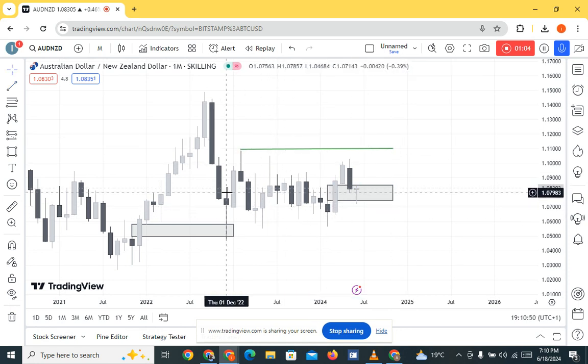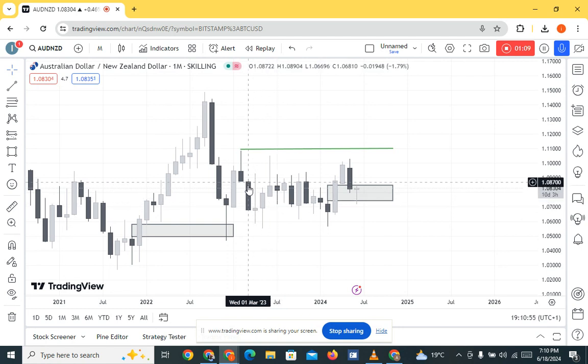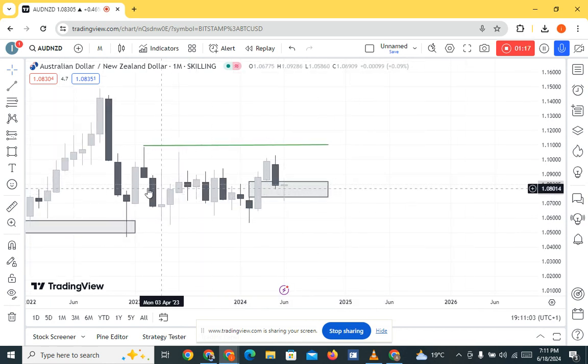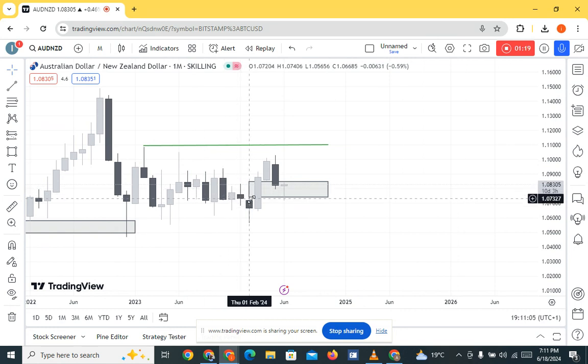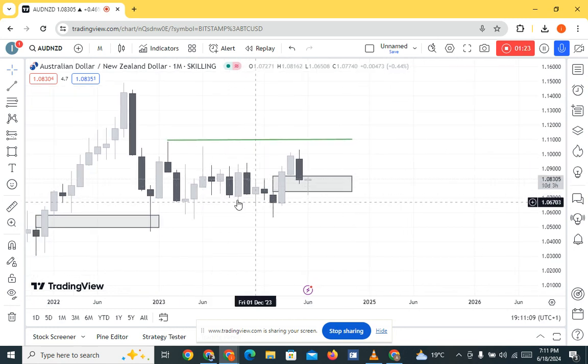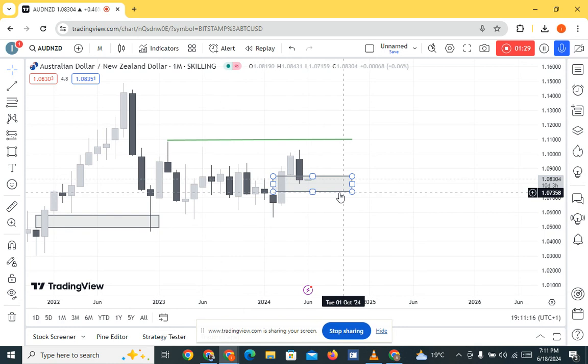So price gave us this fair value gap, came into it, but it never rejected from it. It just kept dancing in the middle, so we're kind of in a sideways trend. In a market condition like this, what you do is wait for the next fair value gap to be created. Like right now, like this one.